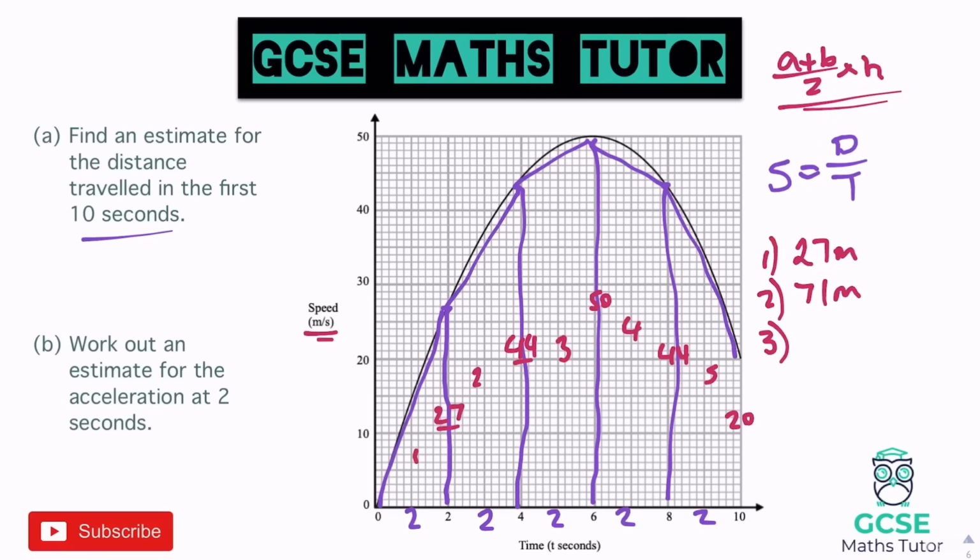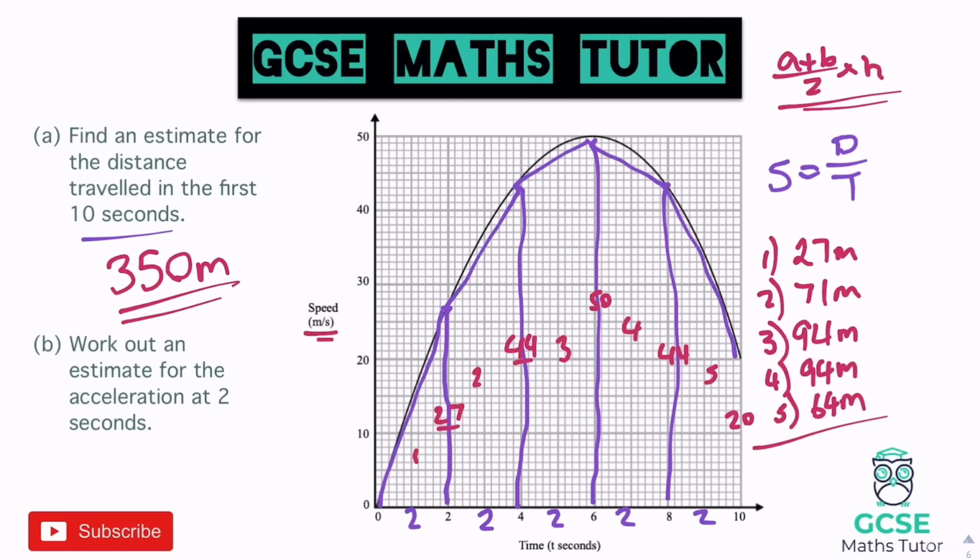Number 3 is going to give us 94, 44 plus 50, so 94 metres. Number 4, 50 plus, number 4 is the same again, 94 metres again. And then number 5 is 44 plus 20, so 64 metres. So all we need to do is add them all up, which I'm going to do on the calculator. So adding all of those up, we've got 27 plus 71 plus 94 plus 94 plus 64, and that gives us a total distance there of 350 metres. Right, there we go, just adding them all up. Let's put that down the bottom there, 350.